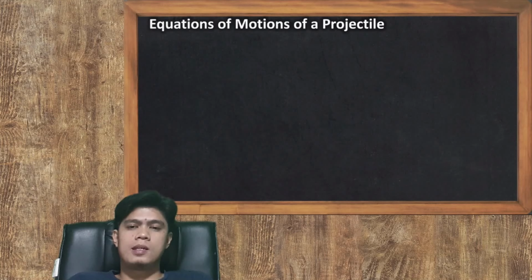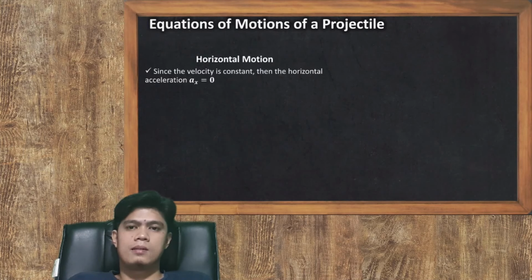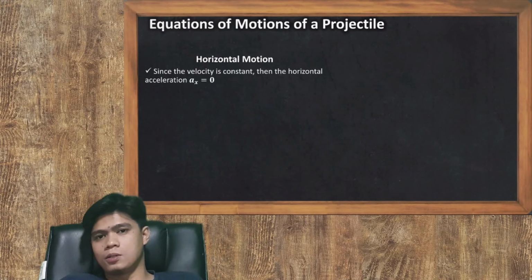So now let's go to the equations of motion of a projectile. It can be divided into two: the horizontal motion and the vertical motion. On horizontal motion, we know that the acceleration along x is equal to 0.